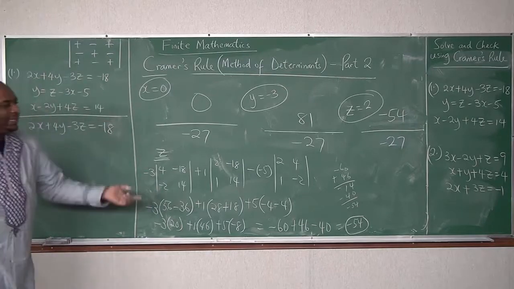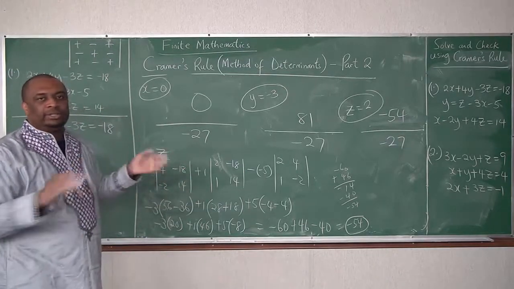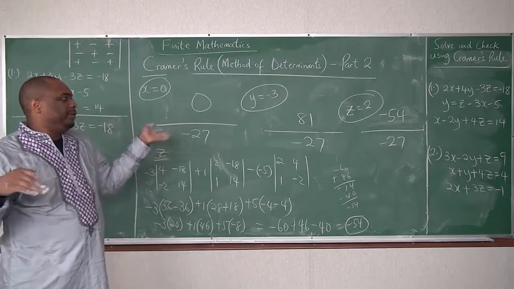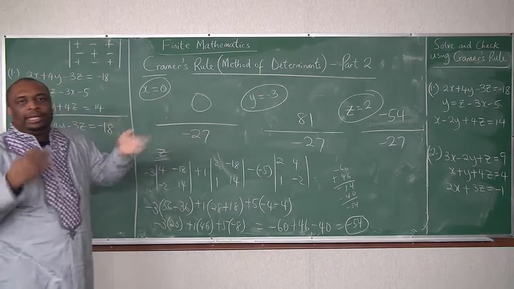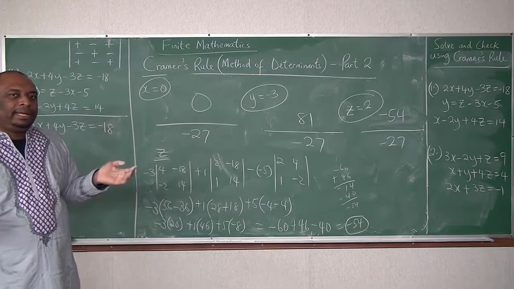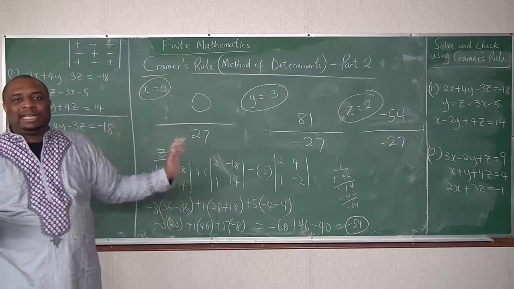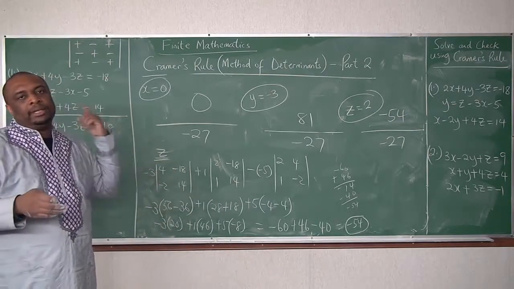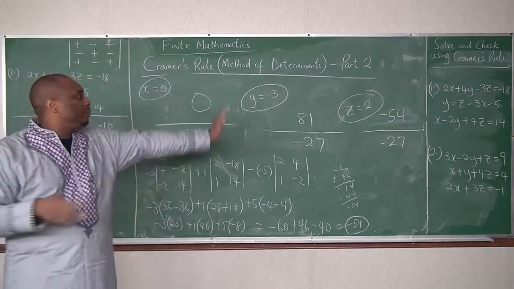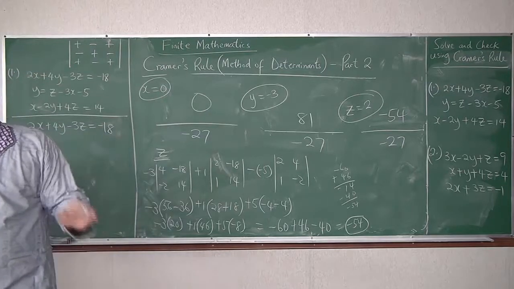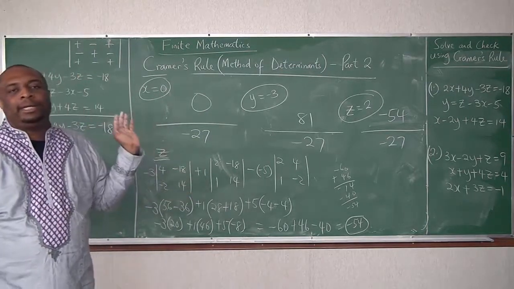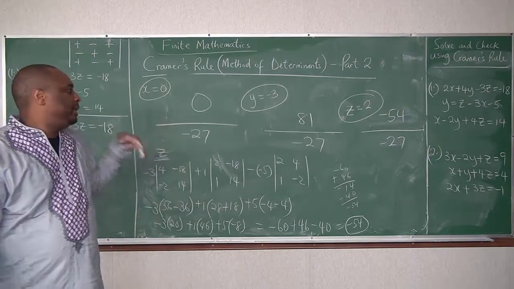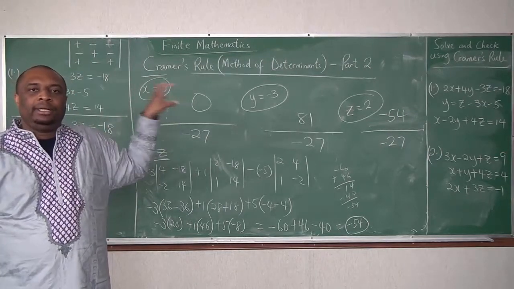Let me say something here. You want to make sure that the first thing you do is to find the denominator. In Cramer's rule, all the variables have the same denominator, which is the determinant of the coefficient matrix. You want to do it first. After that, you can now find the numerators.